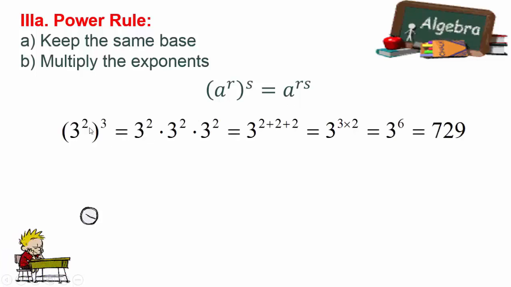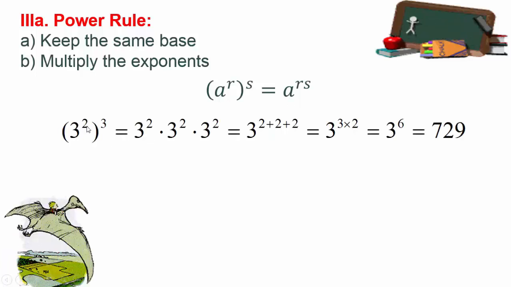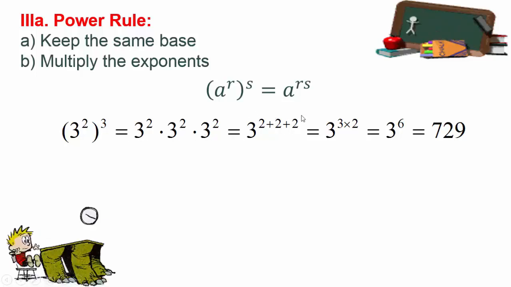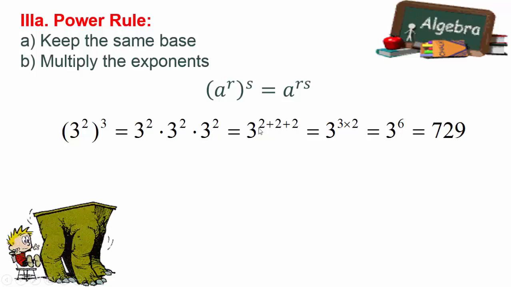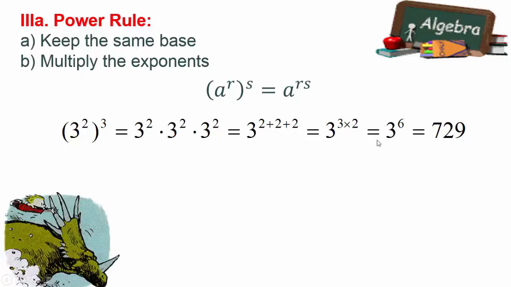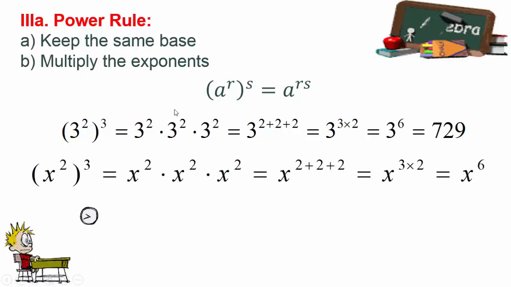So for example, if we have 3 squared and then we cube it, so we have 3 squared times 3 squared times 3 squared, which is what cubing means. As before, we learned if we multiply, we add them up. So it's 2 plus 2 plus 2, which is 3 times 2, which is 3 to the 6th, which is the same thing as 2 times 3.